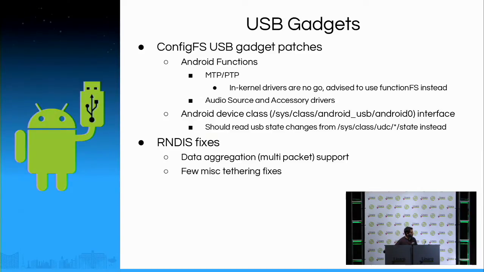firing it from configfs. Then there are a few RNDIS fixes, data aggregation or multi-packet support. There is a very brief discussion on this patch set online, where mainline developers want them to either do it at the networking layer or use a high-end USB backend instead. Then there are a few miscellaneous tethering fixes. Most of them were related to composite gadgets. And a few of them we tried to upstream, and we actually succeeded in pushing a couple of them upstream and dropping them from AOSP as well, which are no longer required.